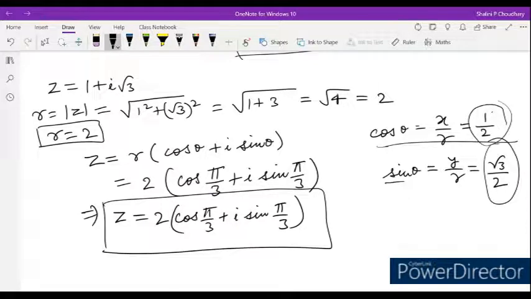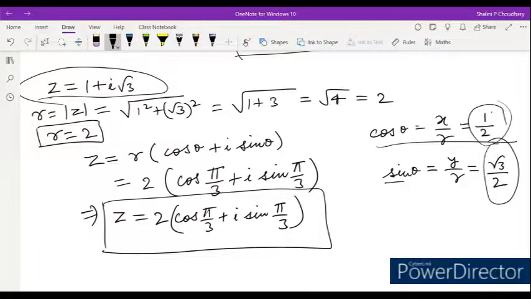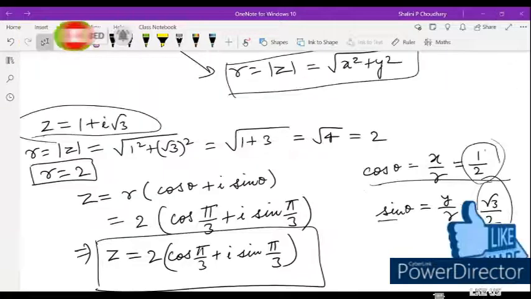In some cases theta is given and you have to find z. In some cases z is given, like in this case, and you have to find the value of theta. I hope you understood the concept. I hope you understood the sums.